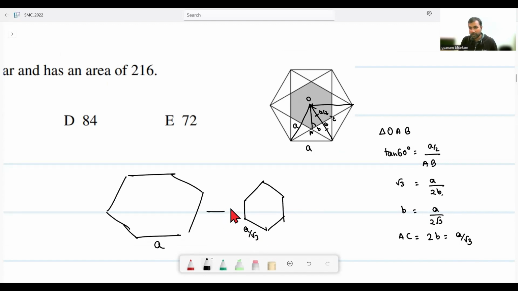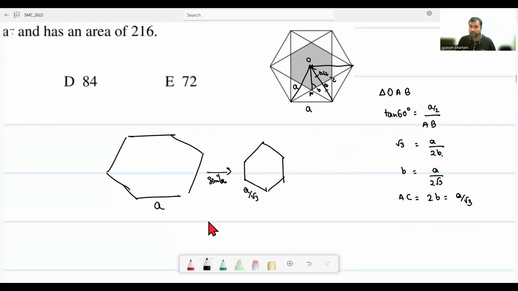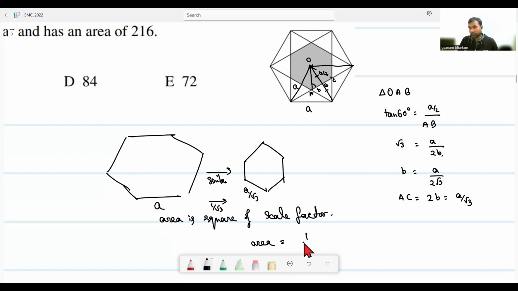So they are similar, and the area depends on the square of the scale factor. So the scale factor is 1 by root 3. The area is going to be 1 by root 3 whole squared times the larger hexagon, so 216. It's going to be 1 over 3 into 216, which is 72. So 72 is the answer.